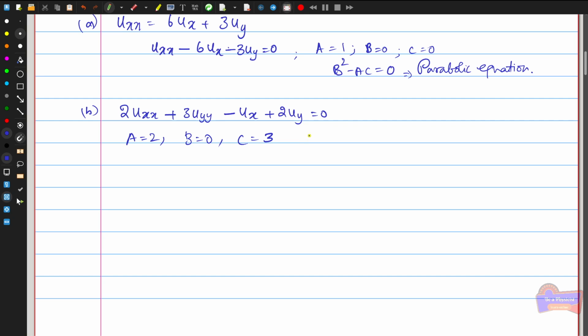If you substitute all these values into b squared minus 4ac, then you get a value equal to minus 24. That means it is less than 0. So the considered equation is an elliptic equation.